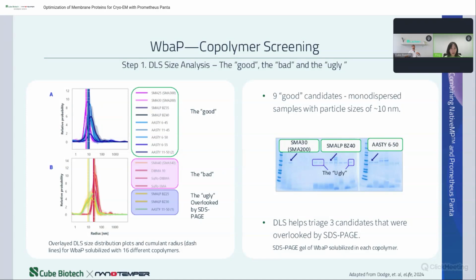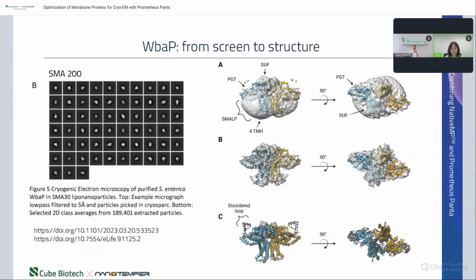And now maybe let's focus on the good samples shown by both DLS and SDS-PAGE results. We can see, for instance, SMA 200, ASTY 650, and also the small BZs are among those. Yes, exactly. And this is also where we come to the paper I was earlier talking about, because with SMA 200, Greg was actually able, from the screening pool, so from very, very little sample, to obtain the full cryo-EM structure.